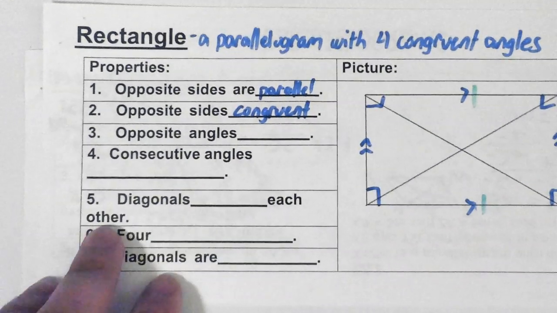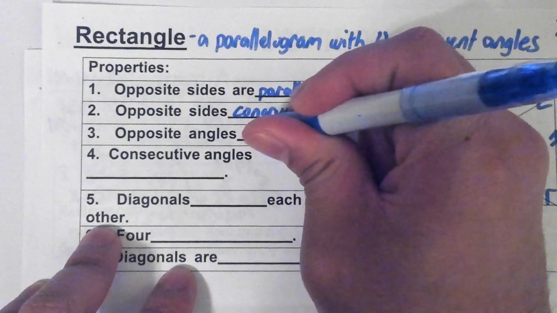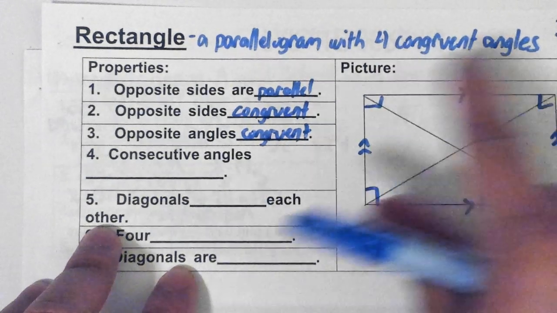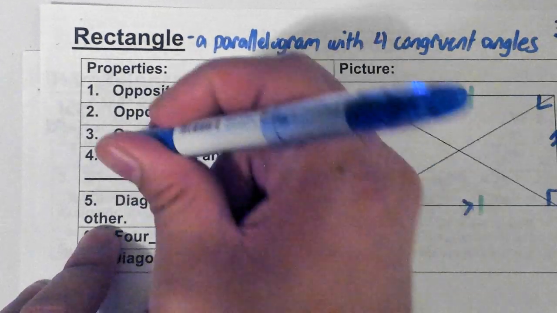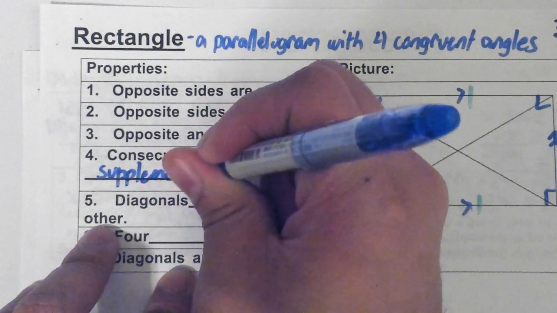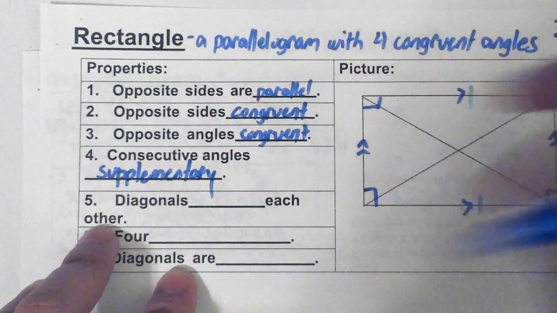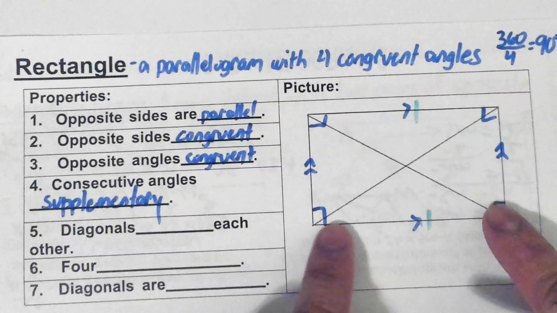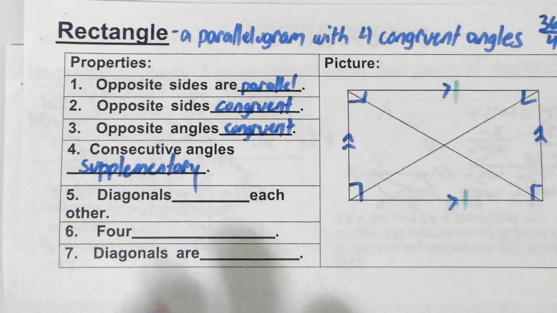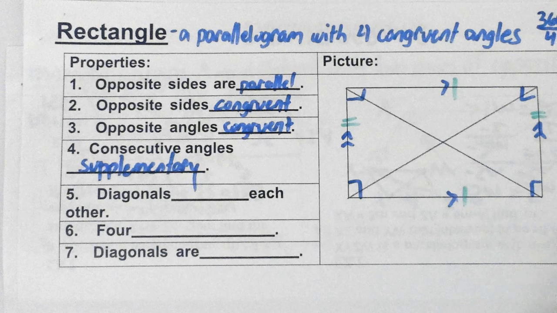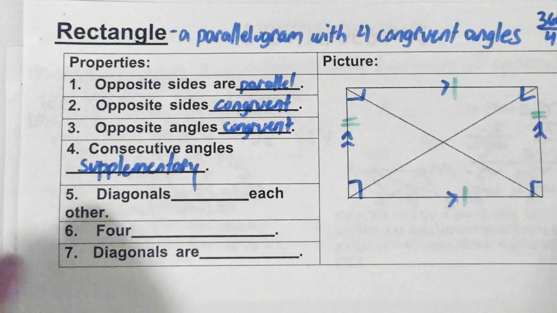Just like a parallelogram, opposite angles are congruent. In this case, we know they're 90 degrees. Consecutive angles are still supplementary. So these two add up to 180, these two add up to 180, and those two add up to 180. Got parallel sides here. Congruent sides. And diagonals bisect each other.